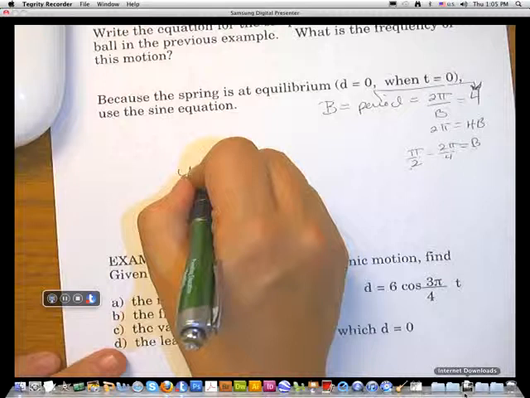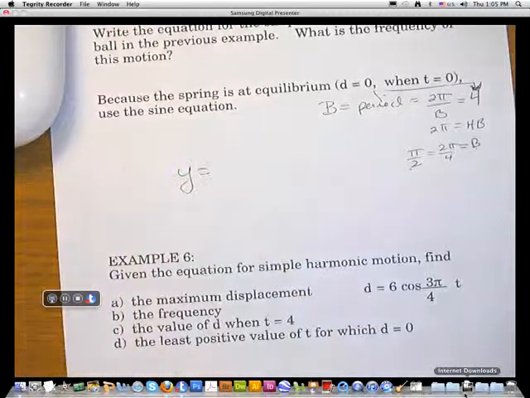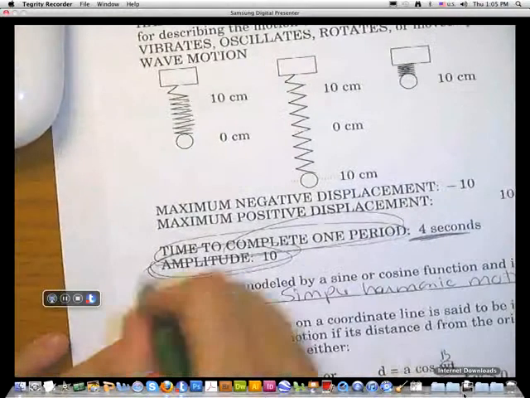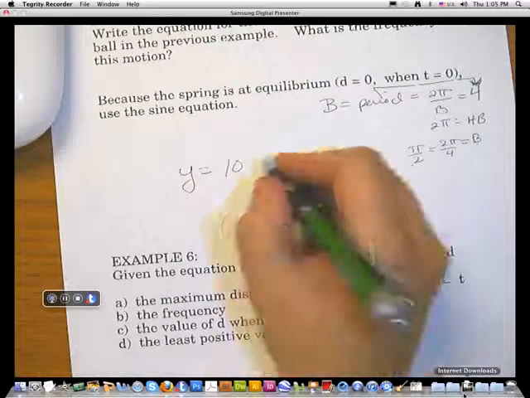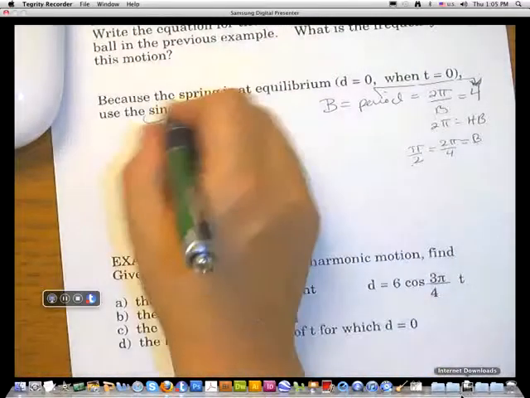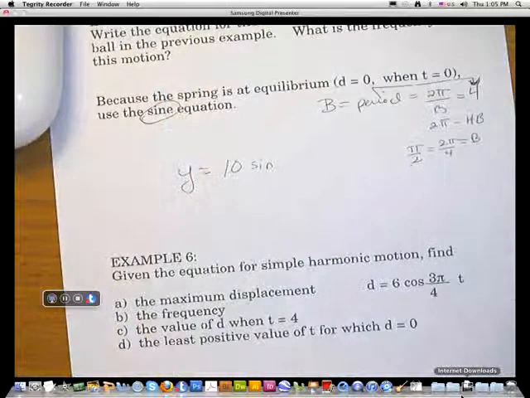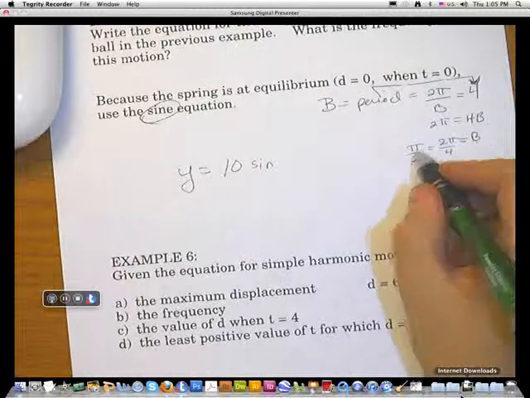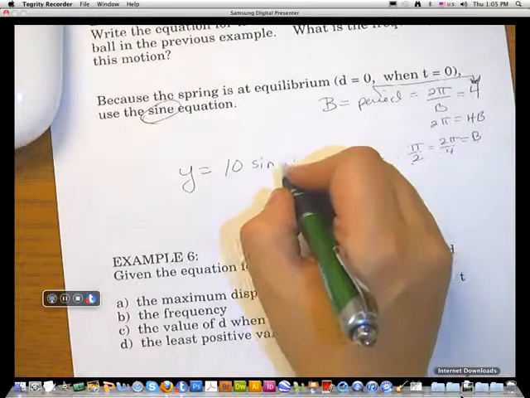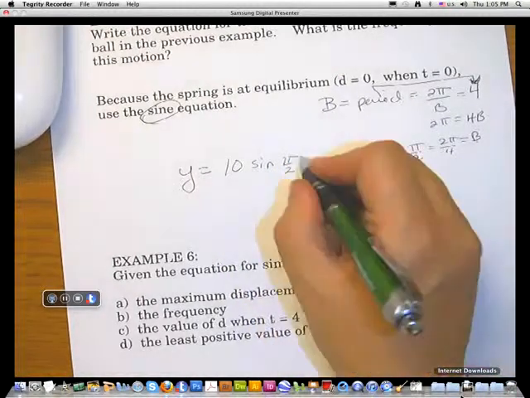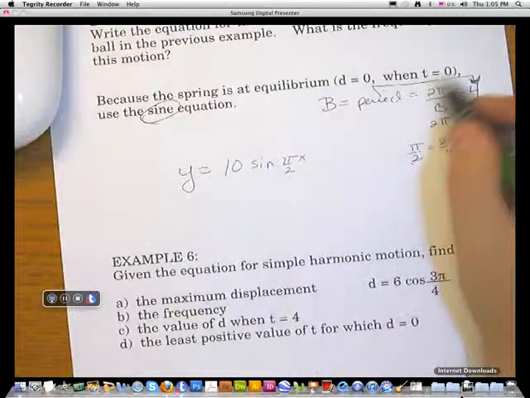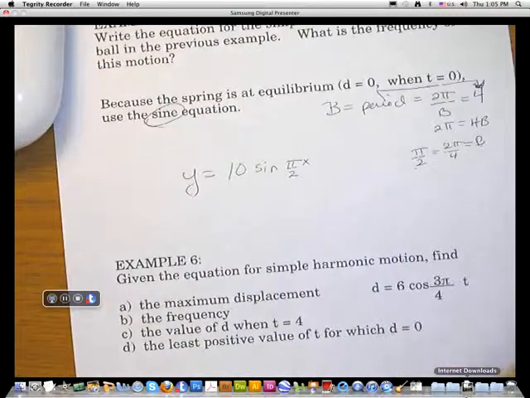So Y equals amplitude. There's my amplitude, 10. Sine, because that's the equation it told me to write. I found my B to be pi over 2, and then x, or t, whichever, it doesn't matter. There's your equation.